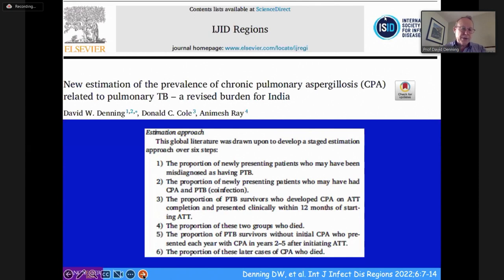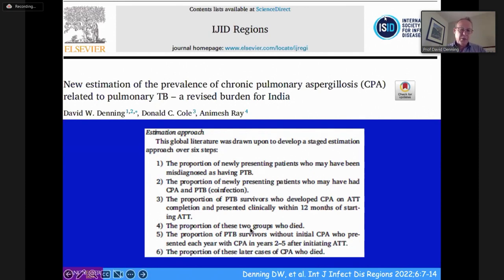So when we looked at this burden, and I'm not going to show you the results of that, but more how we approached it, we looked at the proportion of patients who were newly presenting, who looked like they might have TB, who actually are misdiagnosed as having TB. We looked at the proportion of patients who have both CPA and TB, and that's sort of around 3% or 5%, that sort of range. Then there are patients who develop CPA towards the end of their treatment for TB or immediately thereafter, but within that 12-month window. And then we looked at patients who died from those infections.